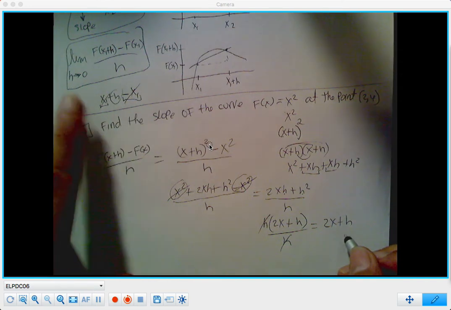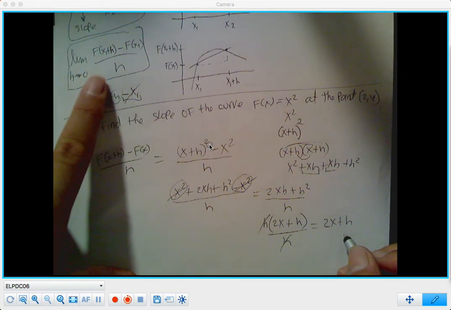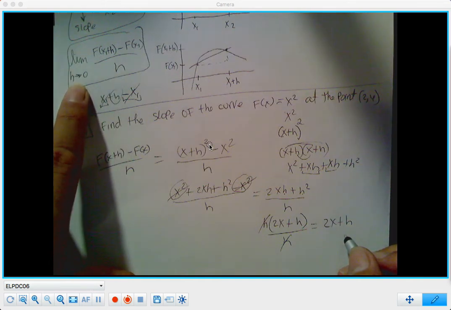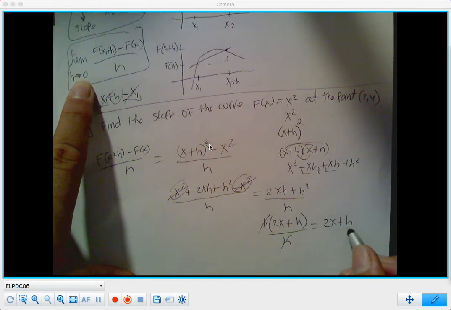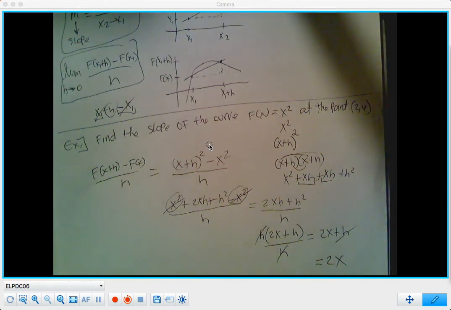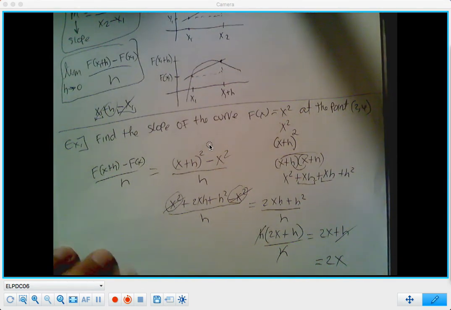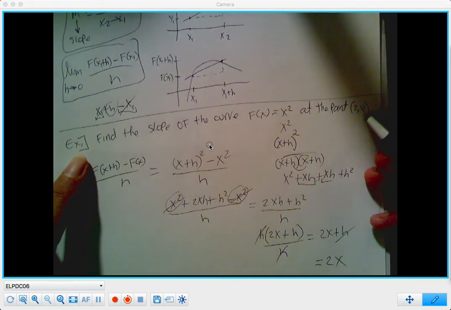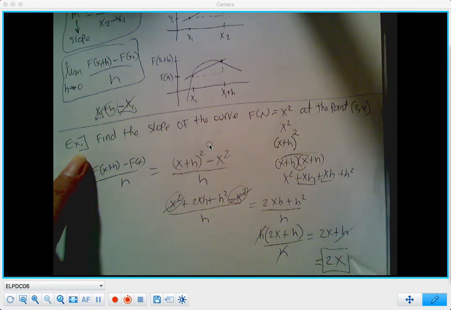Now remember, in the definition of the derivative we're taking the limit as h approaches 0. So that means that this h we turn into a 0. Because it's just 0, it goes away. So our answer would be 2x. Okay? So basically this is the slope of the curve x squared at the point 2, 4. And that's it. Cool?